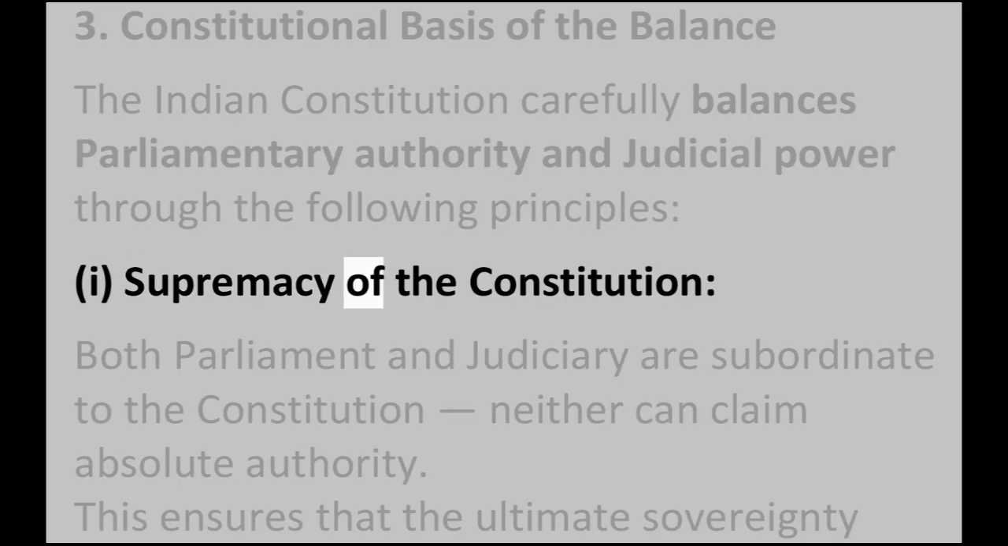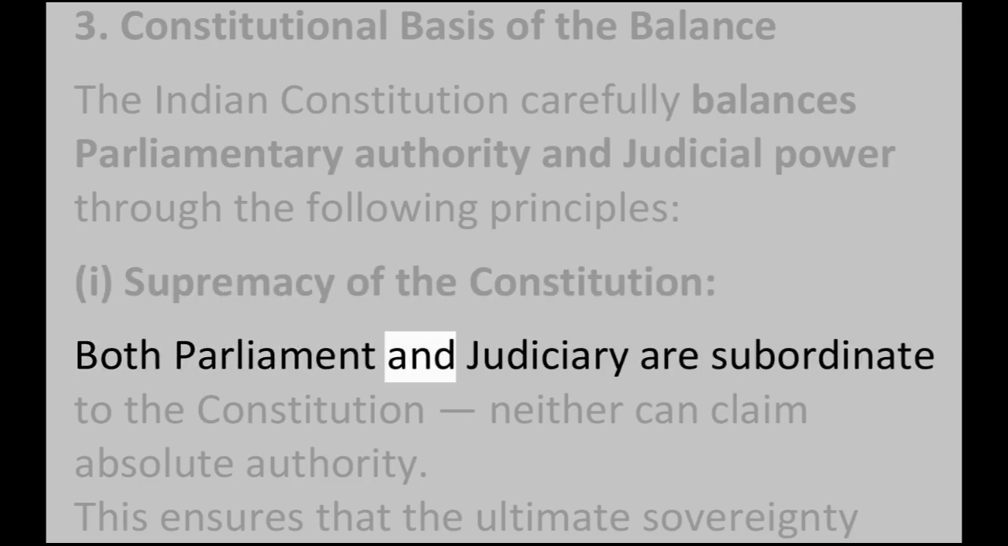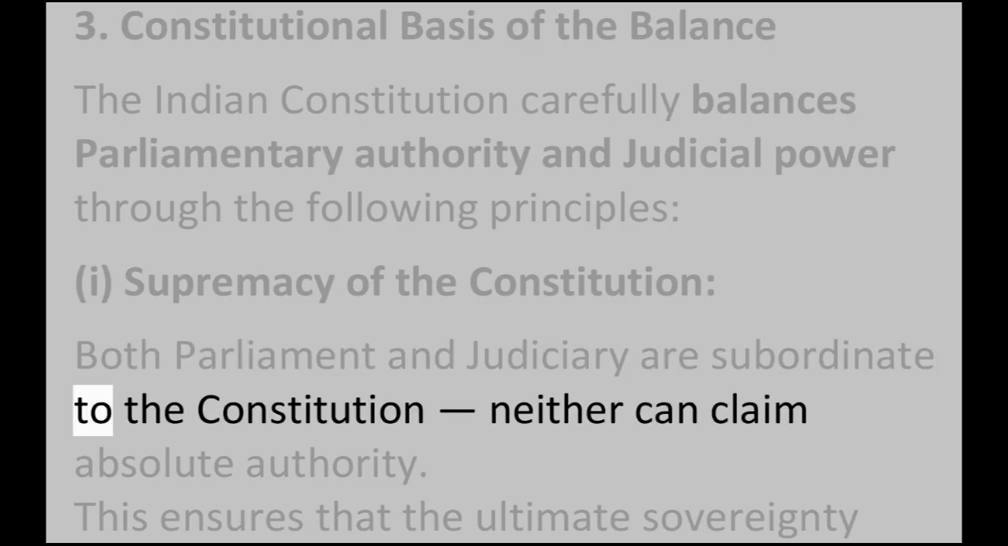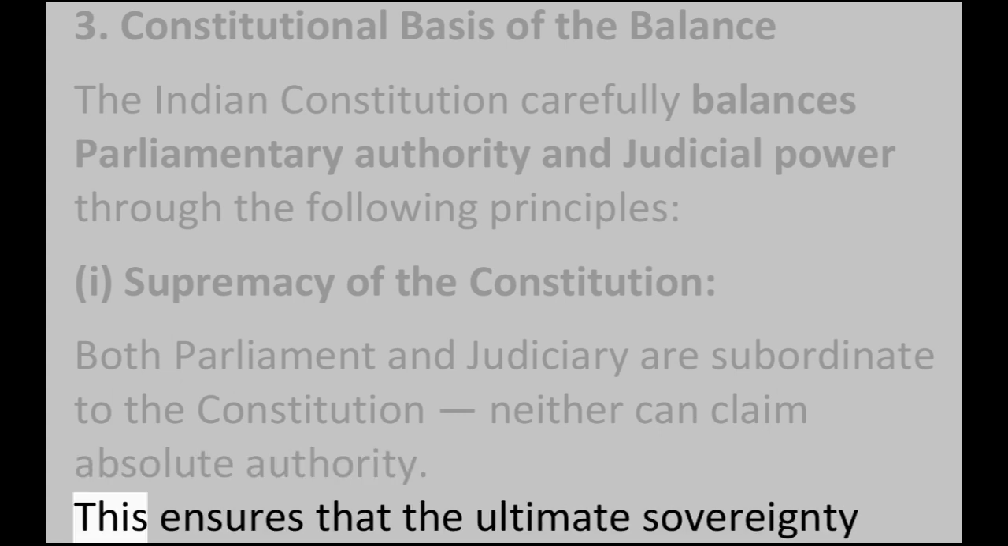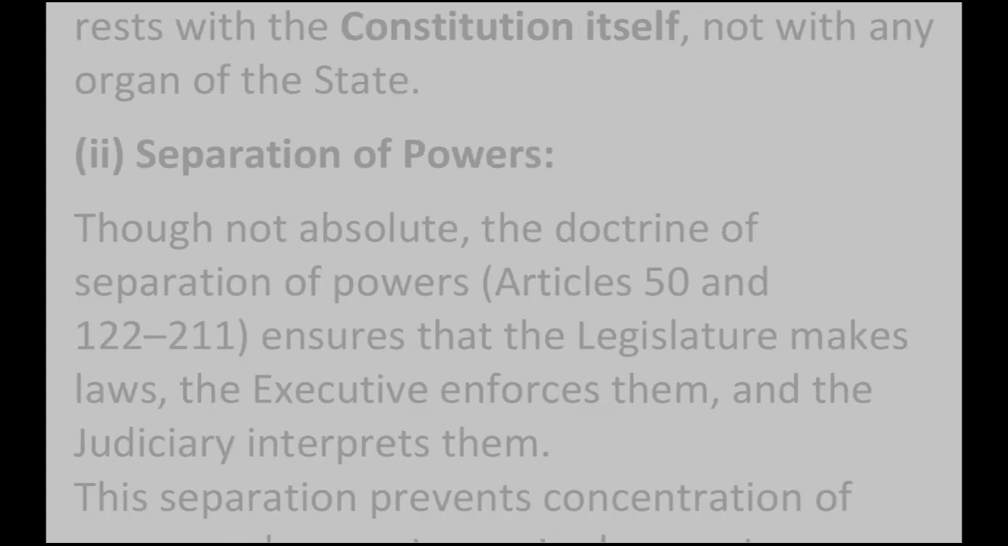1. Supremacy of the Constitution. Both Parliament and judiciary are subordinate to the Constitution; neither can claim absolute authority. This ensures that the ultimate sovereignty rests with the Constitution itself, not with any organ of the state.